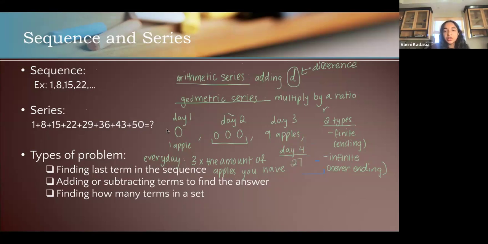So basically, what you've just done is build a geometric series where your terms are 1, 3, 9, 27. The way you get 27 is that on day 3, you have 9 apples, and every day I'm going to give you 3 times the amount of apples you have. So on the 4th day, I'd give you 9 times 3, which gives you 27. Does everyone understand how that works?